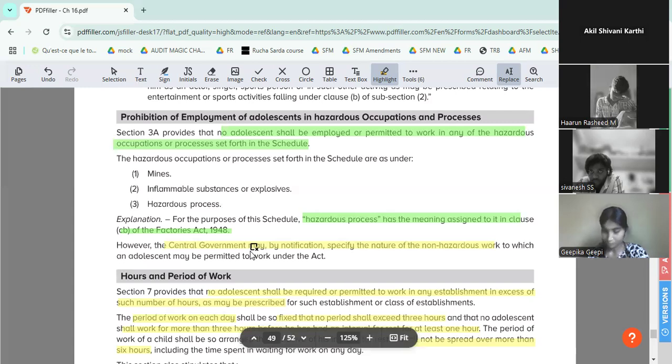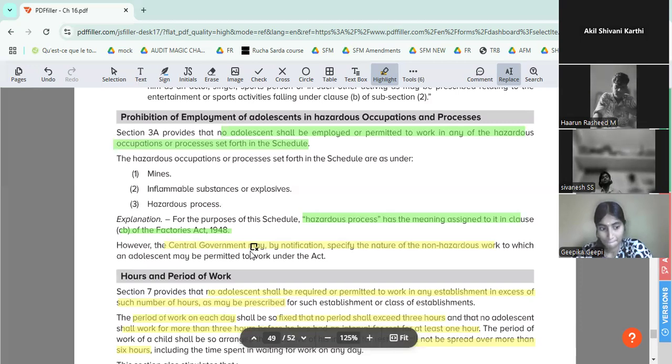Furthermore, the central government will also tell you what is the meaning of non-hazardous work in which it is safe for adolescents to be permitted to work under this act. Clear? So Section 3A talks about adolescents, and they cannot be employed in hazardous processes. They've also mentioned what the hazardous processes are, that is mines, dealing with inflammable substances or explosives, or any other hazardous process. And the central government will also let you know by notification what non-hazardous work an adolescent may be permitted to work in under this act. Clear?